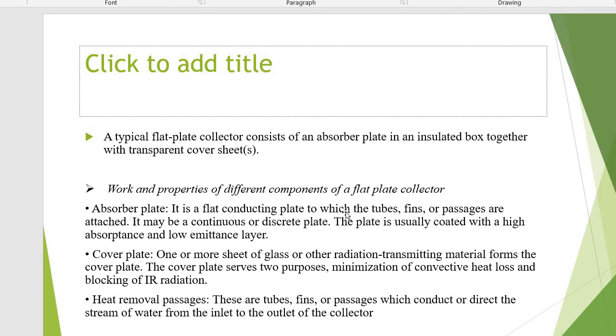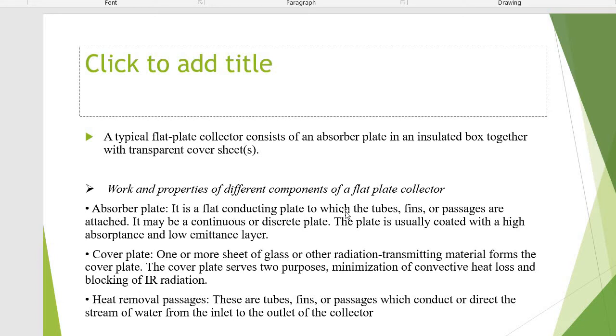First, there are some things we have to study before we perform any kind of experiment. There are different components of a flat plate collector. Absorber plate: it is a flat conducting plate to which the tubes, fins or passages are attached. It may be a continuous or discrete plate. The plate is usually coated with a high absorptance and low emittance layer. Cover plate: one or more sheets of glass or other radiation transmitting material form the cover plate. The cover plate serves two purposes: minimization of convective heat loss and blocking of IR, that is infrared, radiation.